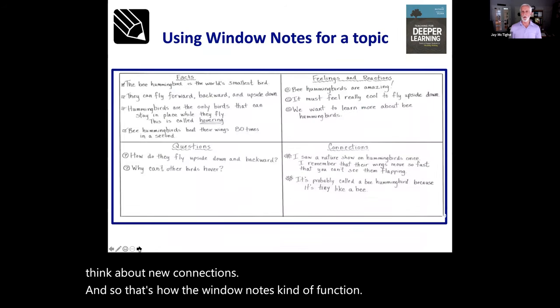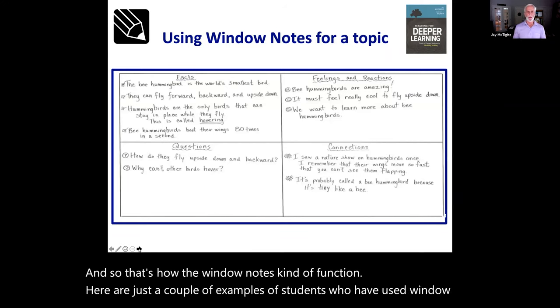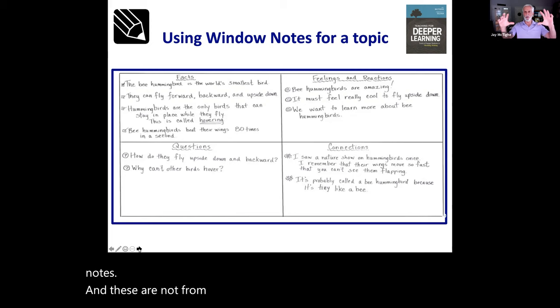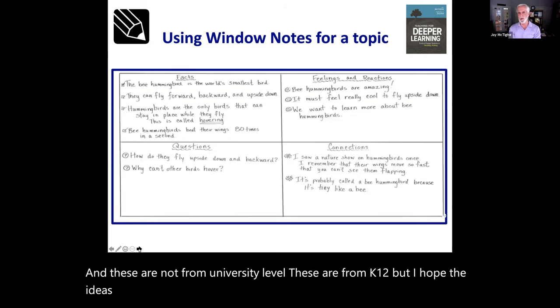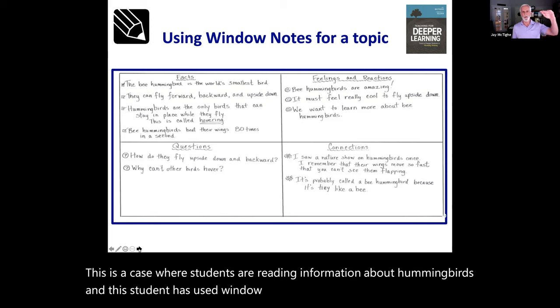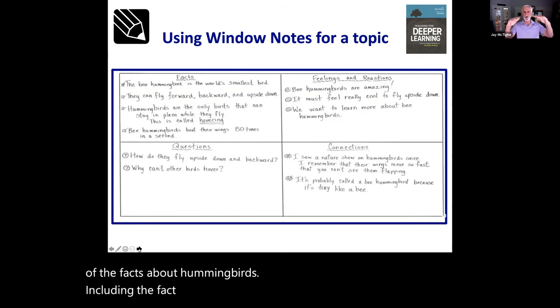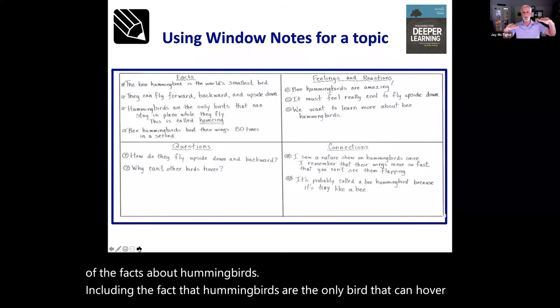Here are just a couple of examples of students who have used window notes. These are not from university level, these are from K-12, but I hope the examples are illustrative. This is a case where students are reading information about hummingbirds, and this student has used window notes to identify some of the facts about hummingbirds, including the fact that hummingbirds are the only bird that can hover and kind of stay in place in the air.